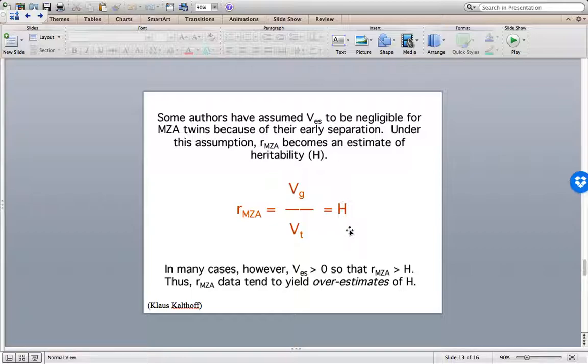However, as we will discuss on Tuesday, there are some concerns about this assumption that the shared environmental variance is indeed 0 for twins separated at birth. And you can think about why one would have these concerns.